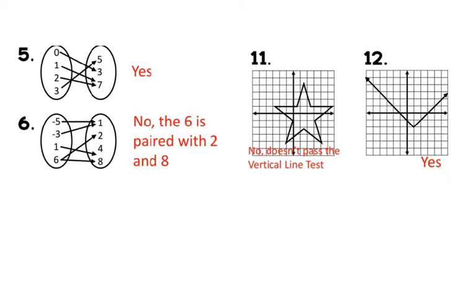So hopefully number 5 you said was a function. Number 6 is not, because as you can see here I've got 2 lines. And then over here, if you were to draw a line, this will cross twice, so it's not a function. And if you drew a line, this crosses once, so it is a function.